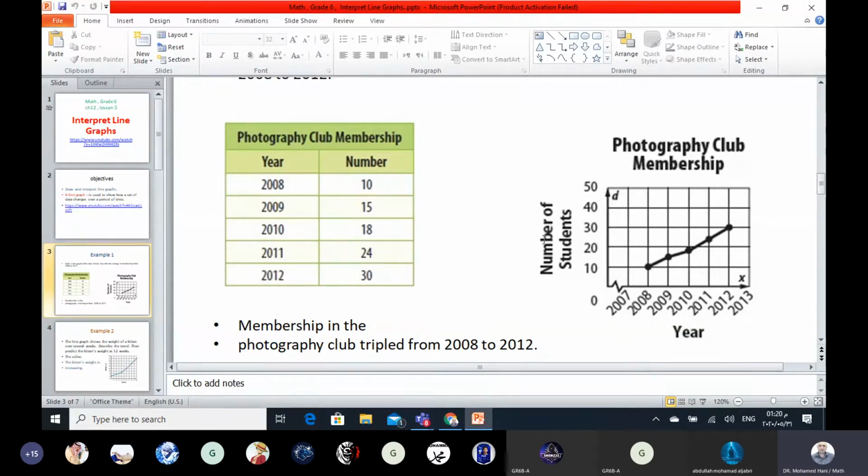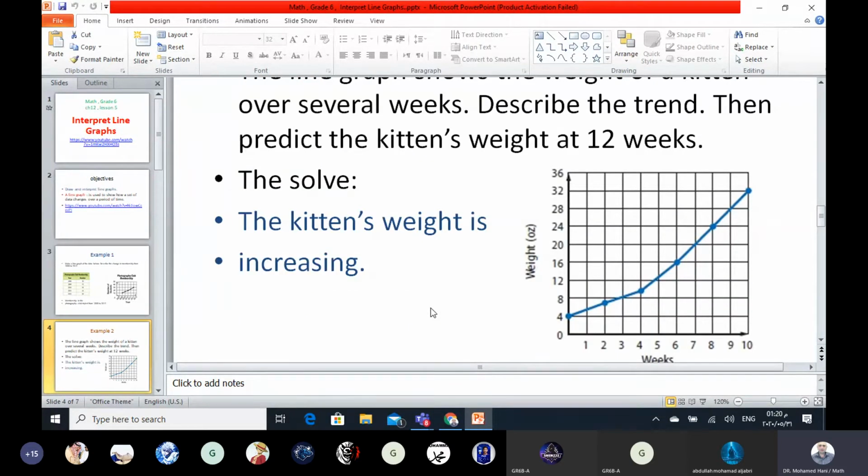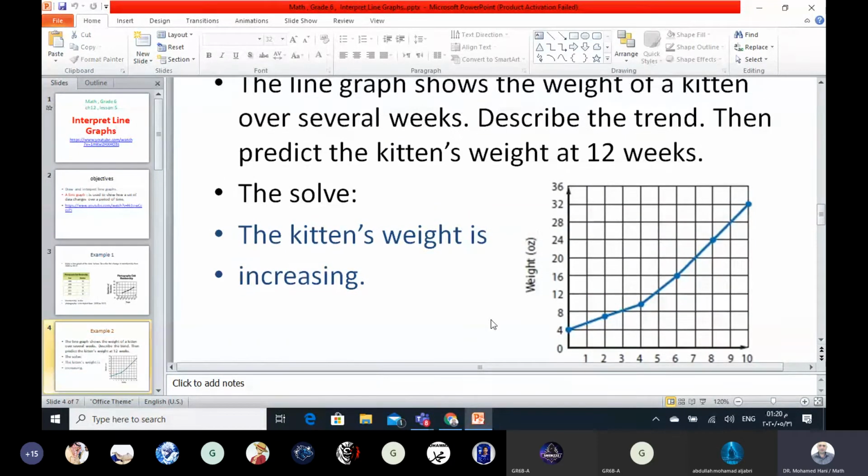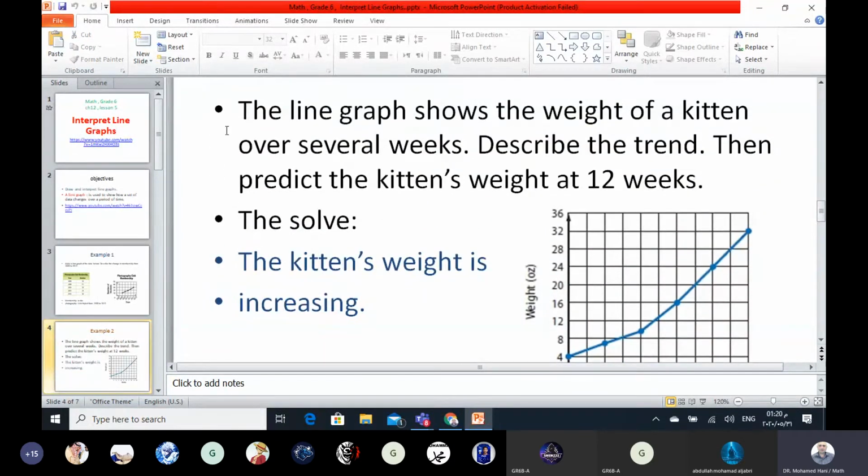The second example. In the first example we learned how to draw the graph line. In the second example, if I have the graph line, how to read the information from this graph, how to know the data, how to know the relationship between the data from the graph line. As you see here, example 2: The line graph shows the weight of a kitten over several weeks. Describe the trend, then predict the kitten's weight at 12 weeks.